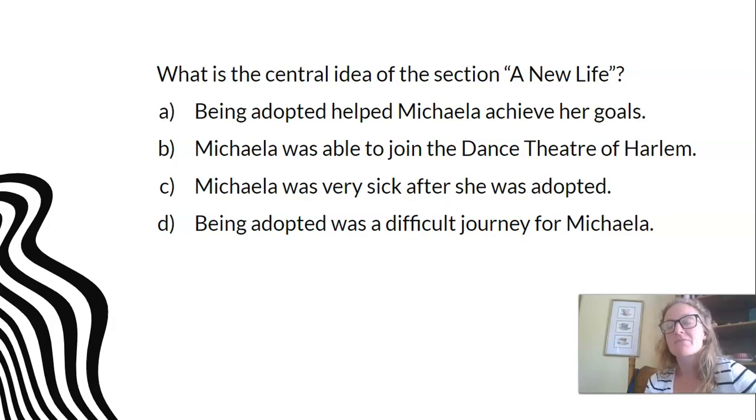Then C, Michaela was very sick after she was adopted. Again, that's a little too specific. It's just one moment instead of that whole section. And then last of all, being adopted was a difficult journey for Michaela. That sounds like it could work. So now I'm between A and D, and they're very similar. However, I think the best answer here is going to be A because it talks about how Michaela achieved her goals and not just that it was difficult. So although, yes, it was a difficult journey, ultimately the article is about how she achieves her goals. So A is our best choice here.